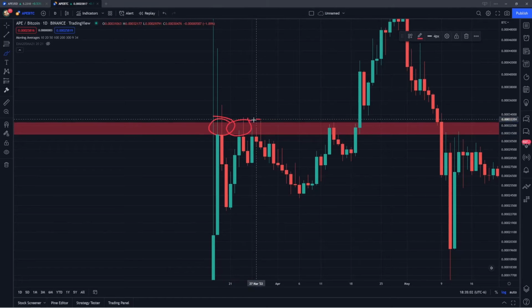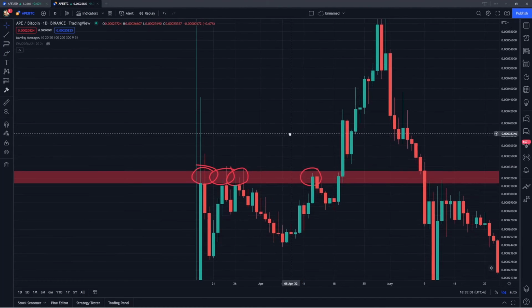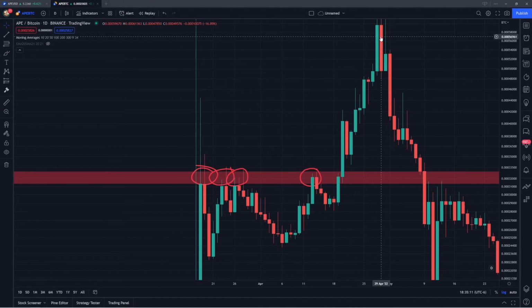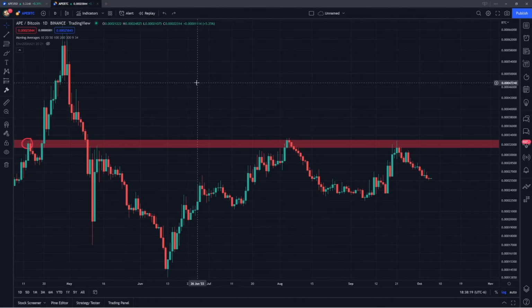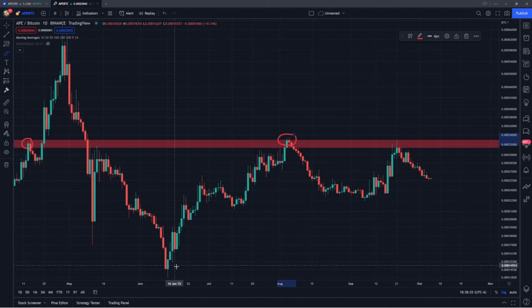A few days later, we just had several more rejections. And then eventually when Apecoin did break above it, that was sort of the catalyst for this massive mania phase and blow off top. This level also held as resistance on this move back in August. After this pretty massive uptrend beginning in June, we had this rejection. We came back down and then another retest just a few weeks ago, right back at this level once again. And as of this moment, we have been in a downtrend since we rejected off of it.